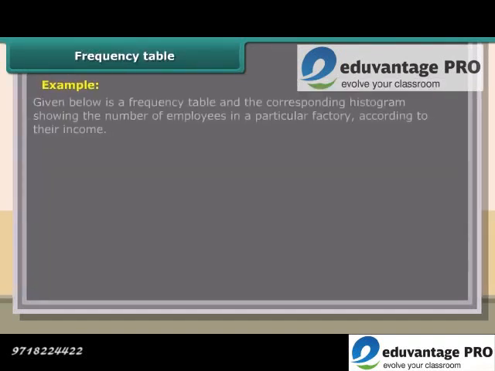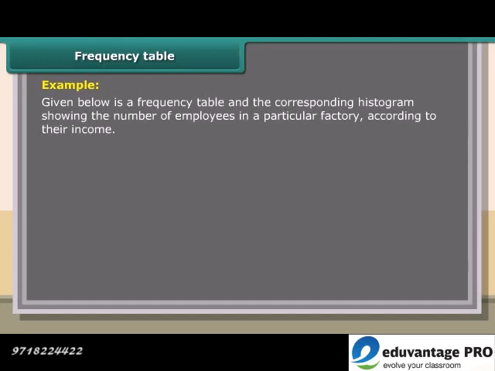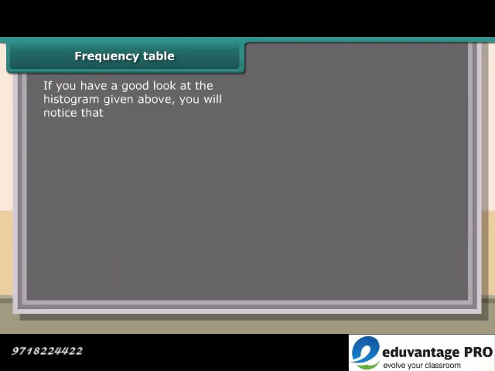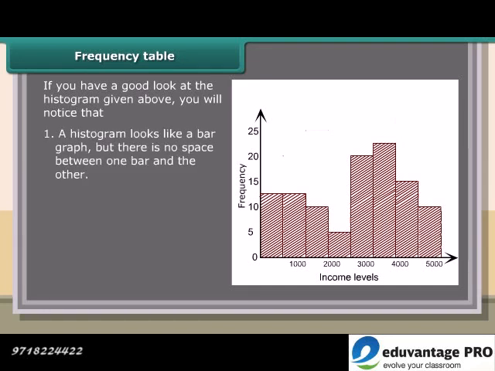Example: given below is a frequency table and the corresponding histogram showing the number of employees in a particular factory according to their income. Solution: frequency table showing 100 employees in a factory according to their income level. If you have a good look at the histogram given above, you will notice that 1. A histogram looks like a bar graph, but there is no space between one bar and the other.